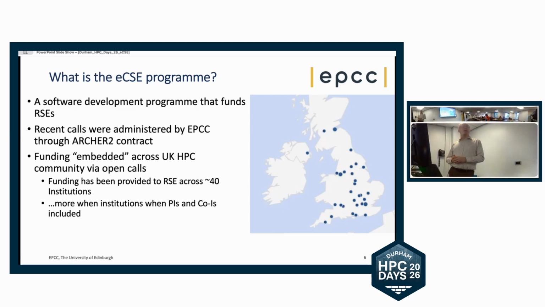So across Archer and Archer 2, the two recent services we've had, the funding has been provided across around 40 institutions, and actually even more than that when you include COIs and PIs who've been involved in various projects. The map there is intended to show the diversity of where around the UK these calls have been funded. The size of the spot roughly shows how many, although obviously it depends a bit on how you bin these things. But it just shows that we have had funding all around the UK. And as I say, that's just the RSEs who are funded. If you include COIs and PIs, you get more. So it's quite a lot.